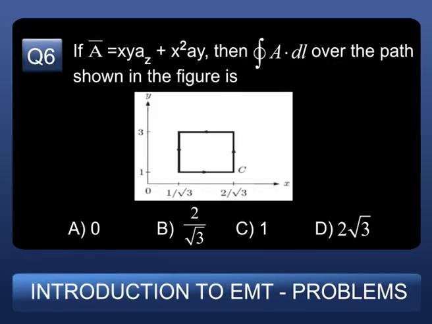So the option we have for this one is right. In the question, option A is 0, B is 2 by root 3, C is 1, D is 2 by root 3. So here what we got is answer 1. So option C is right.